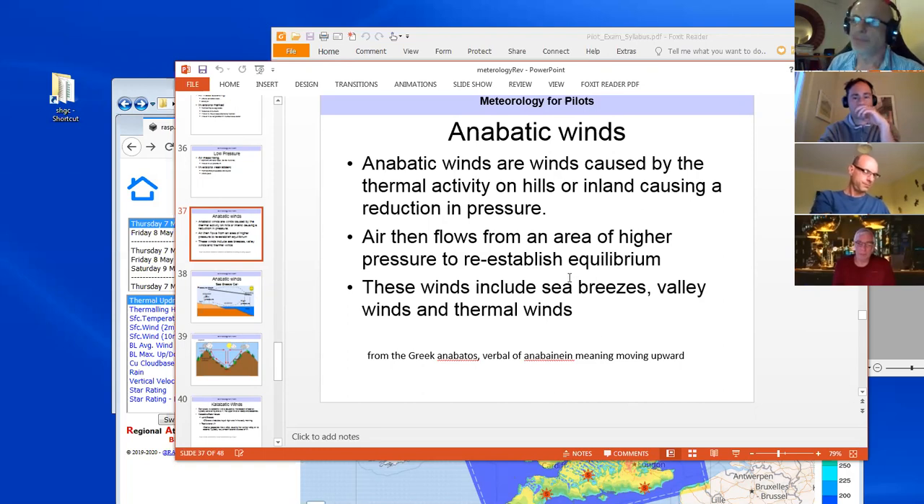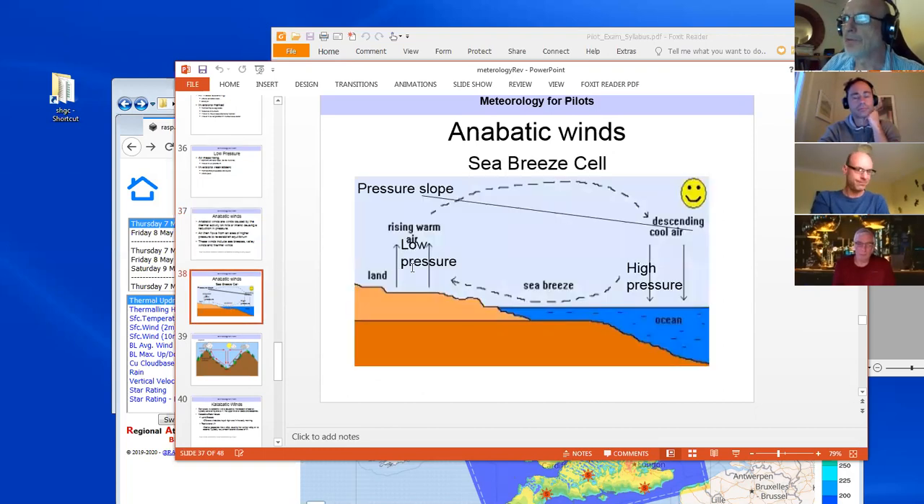So anabatic basically means moving upward, katabatic, moving down. Very simple. An example of an anabatic wind is the sea breeze. That's our most common example. We don't have mountains. And again, I'll just go over it very quickly, which is that it starts off with the sun on the land, heating it, causing the air to rise. Because the air is rising, you now have low pressure.